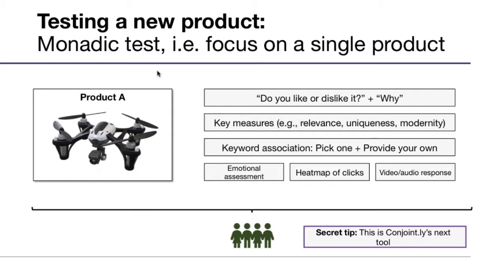It's about diagnostic questions. It's about associations with different keywords, either the ones that you would provide or free-form association. It's about emotional assessment, heat mapping, and so on and so forth. This is probably one of the most common types of market research when it comes to products and pricing decisions.